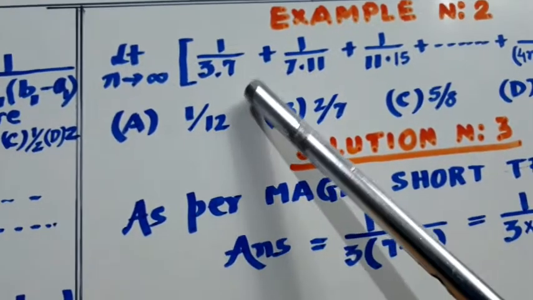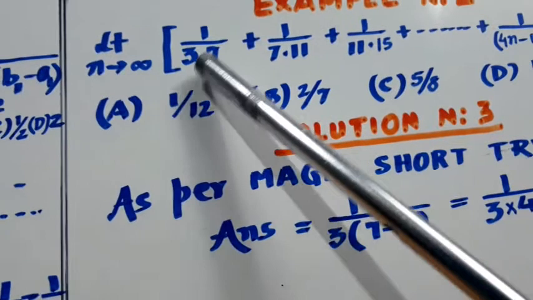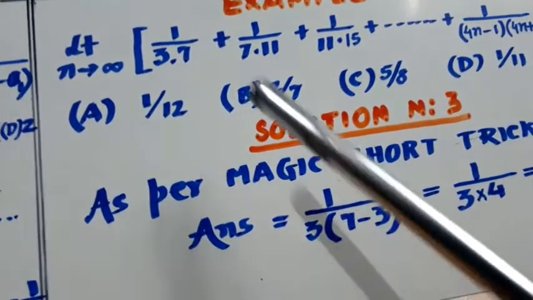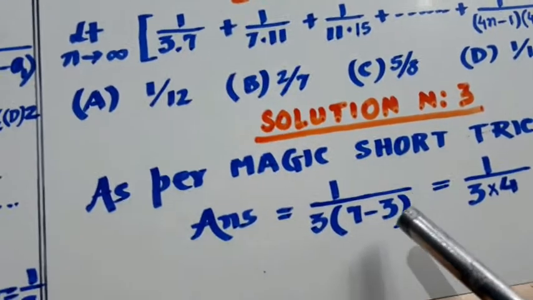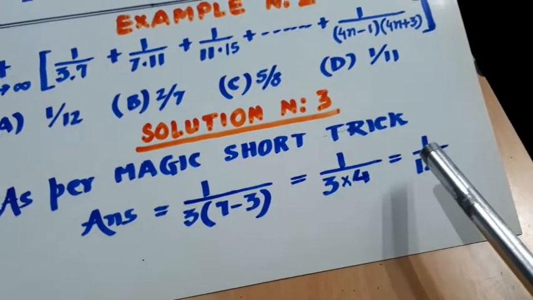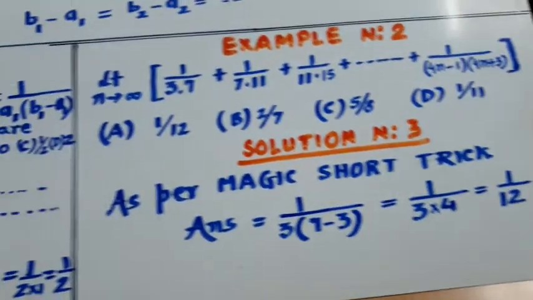Answer यहाँ छुपा हुआ है. This is A1. इन दोनों का difference is 4. So answer is 3 into 4. Question is done. चुटकियों में.